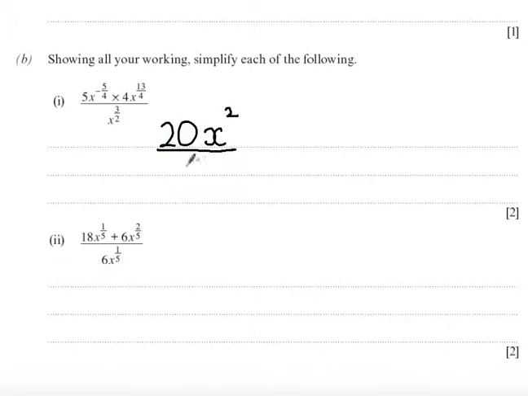This is then divided by x to the power of 3 over 2. So when I do that, the coefficient stays the same, we're not dividing by anything. x to the power of 2 divided by x to the power of 3 over 2. 2 minus 3 over 2 gives me a half, so I get 20x to the power of a half.